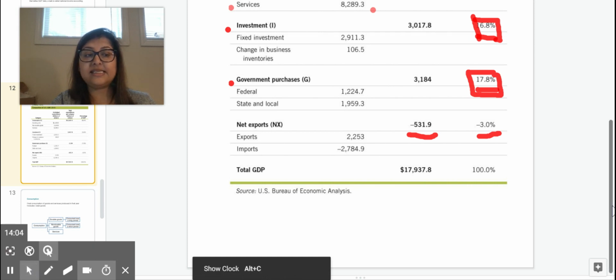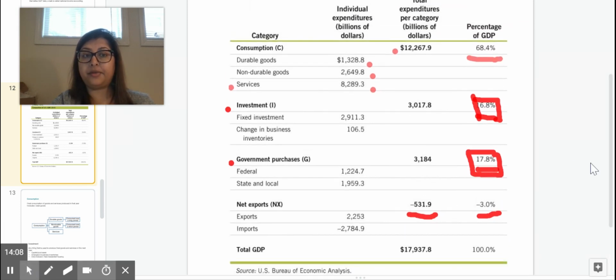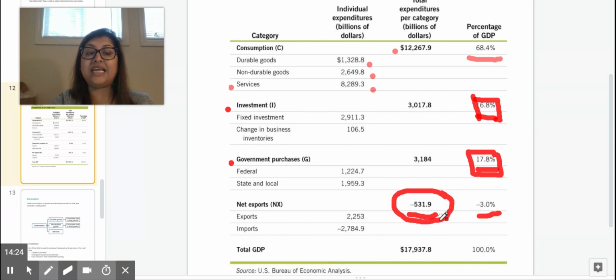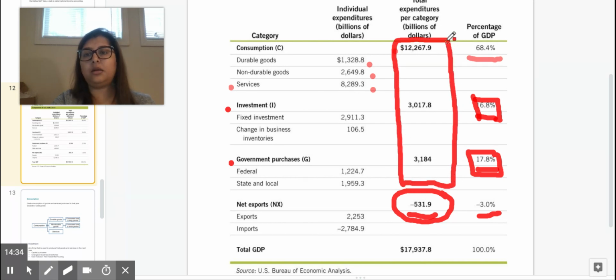What does this mean? This means that the internal markets in America, where consumers buy American goods and services, where businesses buy American goods and services, and where the government buys American goods and services, are so big that our foreign interactions become very small and almost inconsequential relative to the overall size of the economic activity within the political boundaries of America. Right? So out of $17,937 billion, $12,000 billion is just private consumption. $3,000 billion is investment, and another $3,100 billion is government expenditure.